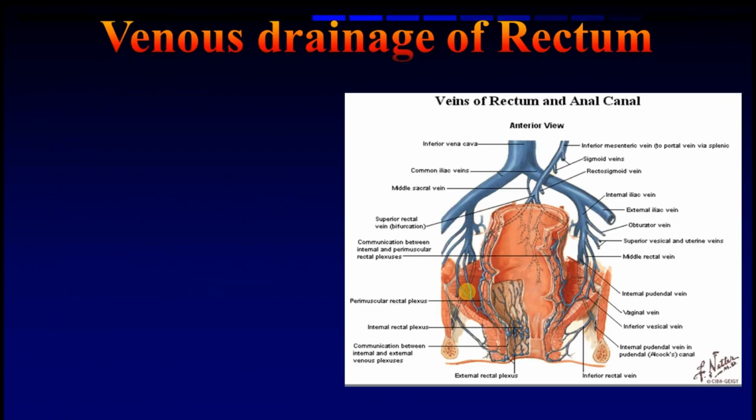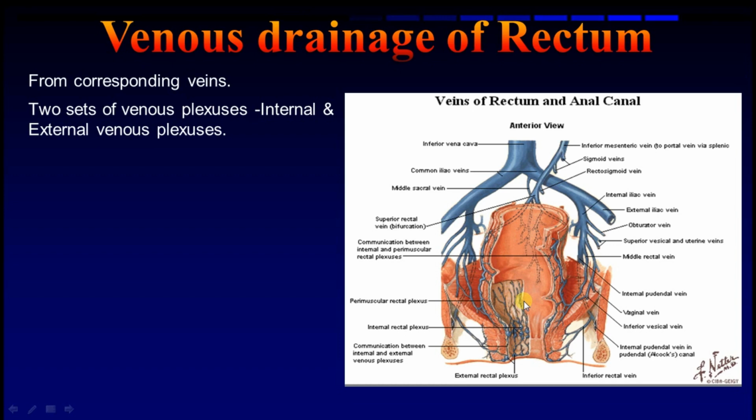So the venous drainage of the rectum is very important and significant from the clinical point of view. Mainly there are veins corresponding to the arteries, so superior rectal, middle rectal and inferior rectal veins. But the mode of formation is very important. 2 sets of plexus you see here. One is the internal venous plexus and the other one is the external venous plexus.